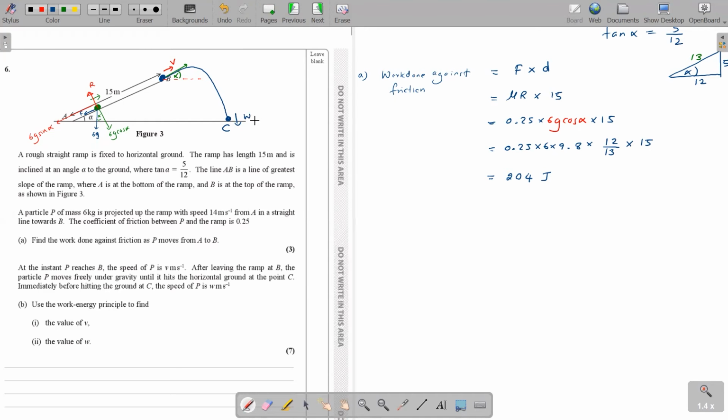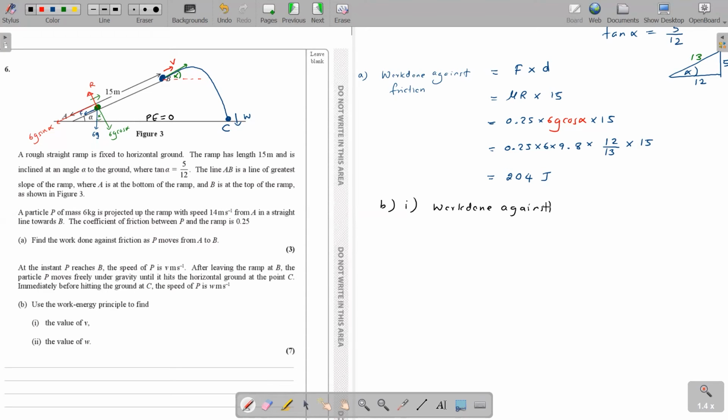Use the work energy principle to find the value of V. How do I find the value of V? I have to consider the energy at A and the energy at B. Let's consider the ground level as the potential energy zero level. For part B, Roman number 1, when we use energy, is energy conserved in the movement from A to B? No, you are moving under the frictional force, so you lose part of your energy, which means we have to use the work energy principle. The work done against friction is equal to what?